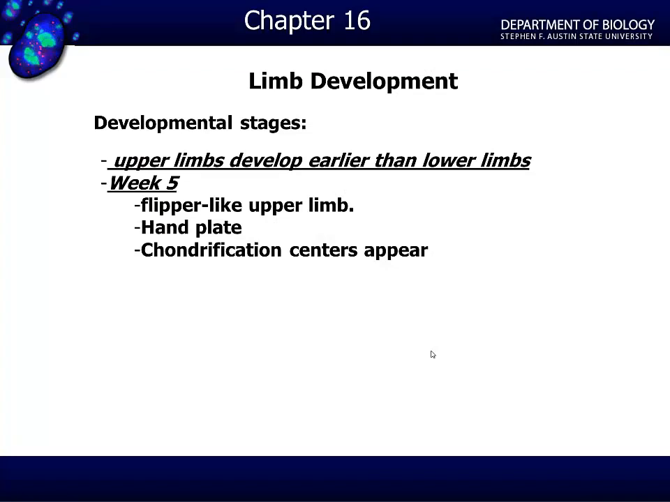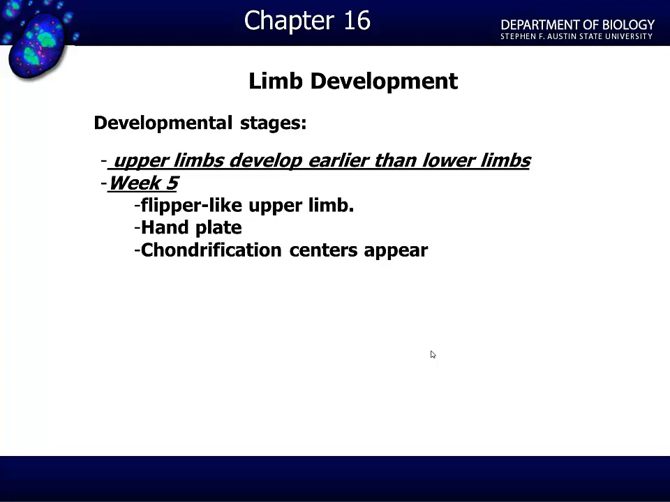So now in week 5, we're going to see our limb buds are expanding at the distal ends. These are going to form what is referred to as the hand plate, and it's going to look more like a flipper or a paddle than necessarily it will hands and fingers or appendages at this time.